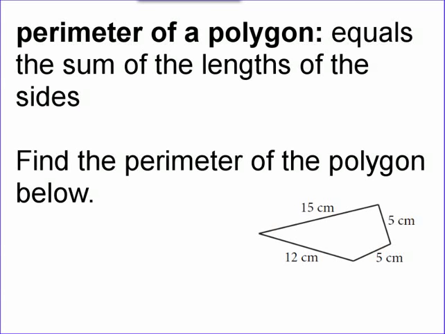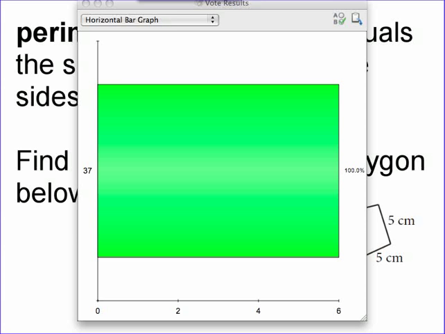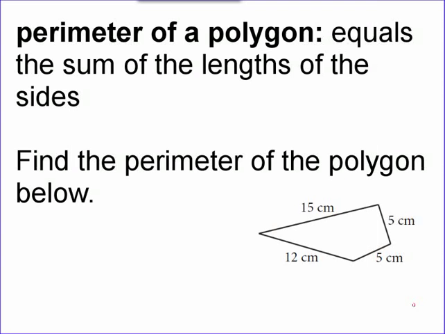There's actually a shortcut way for how you can determine that. And the perimeter is 37, nice. The one I was talking about, the shortcut, you know 5 and 5 is 10. So you add 15 and 12, you know that's 27. You add your 10 and you get 37.